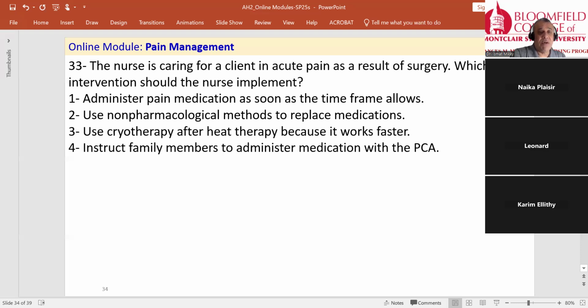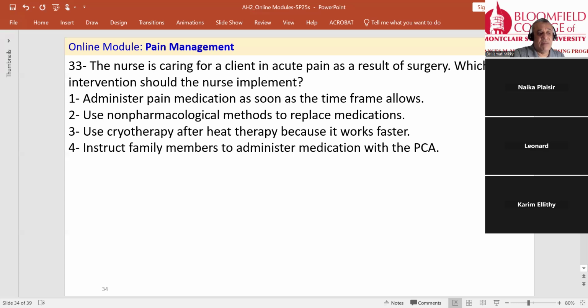Number 2 says use non-pharmacological methods. It should never replace medications, because they should be used in combination to help and assist the patient become comfortable. The comfort level is not going to result just from the non-pharmacological methods. So non-pharmacological methods should be implemented in conjunction with the medication.